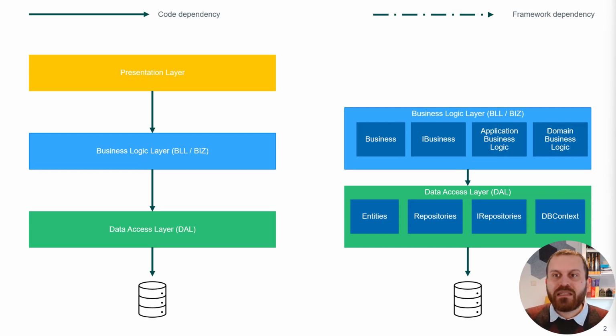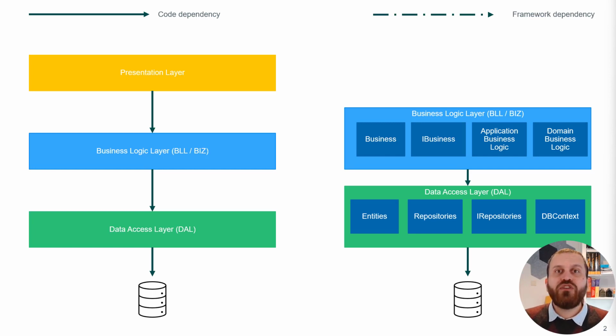Then we have the business logic layer, or BLL, or biz layer. You can call it whatever you want. We have business logic. We have IBusiness, because we don't want to have dependency directly on this business. As I told you, each layer is going to use other layers. Here in this business, we are going to use repositories, and we don't want to have concrete dependency on repositories, so we use IRepository. And in the presentation layer, we are going to use the business layer. We don't want to have a concrete dependency between the presentation and business layers, so we use IBusiness.